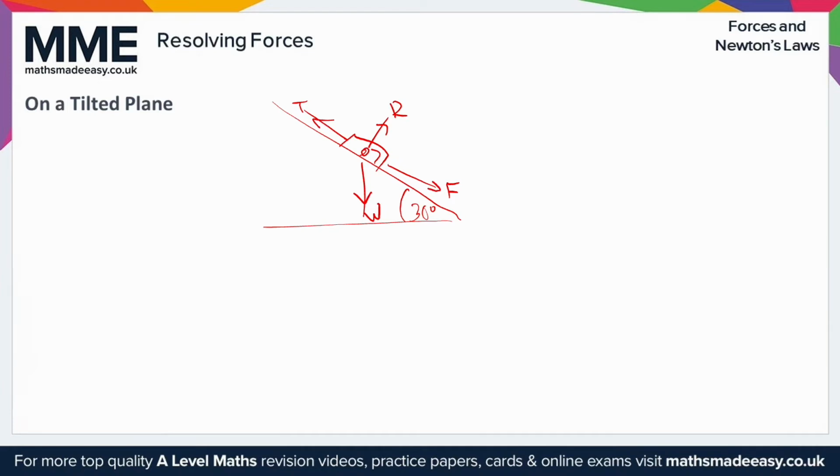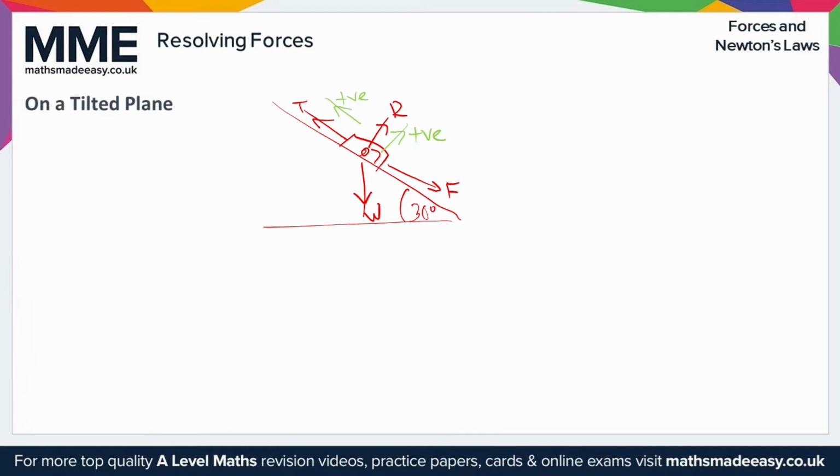Now, on a flat plane, we would just think about vertical and horizontal. We can do that here, but it becomes a bit more complicated because of this angle. An easier way of doing it is if we consider parallel to the plane and perpendicular to the plane, because you can see all of our forces except its weight are already either parallel or perpendicular. So we'll take parallel up the plane as positive, and we'll take perpendicular out from the plane, rather than through the plane, as positive as well.